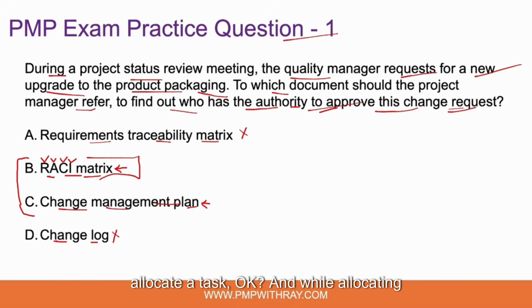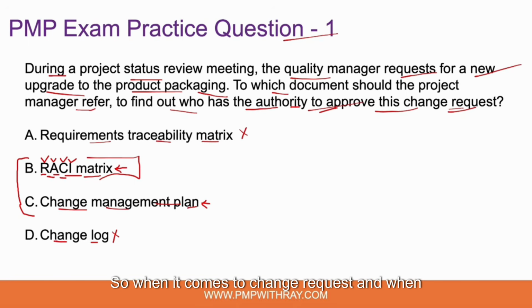Okay, and while allocating that, you document who will be the person who will be responsible for it, who is the person who will be approving it, who is the person who will be contributing to it, and who is the person who needs to be kept informed. Okay, so note that RACI matrix is a tool which is used for task allocation. It is not used as a tool to decide escalation matrices or to decide approval chains.